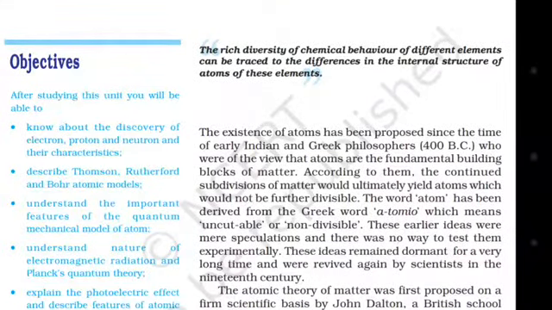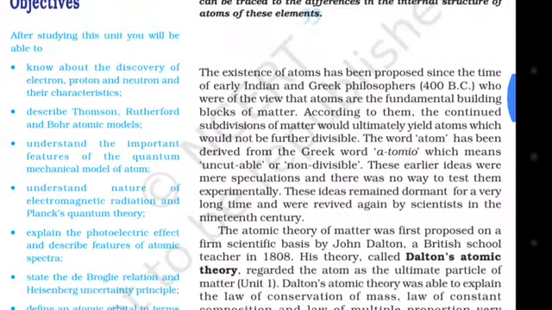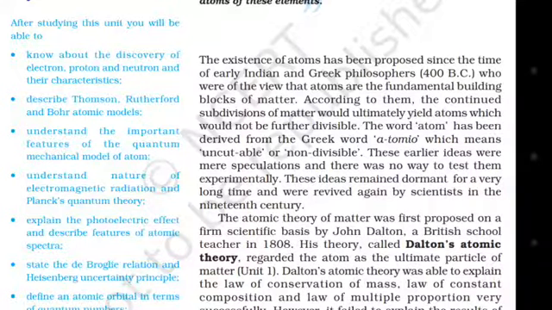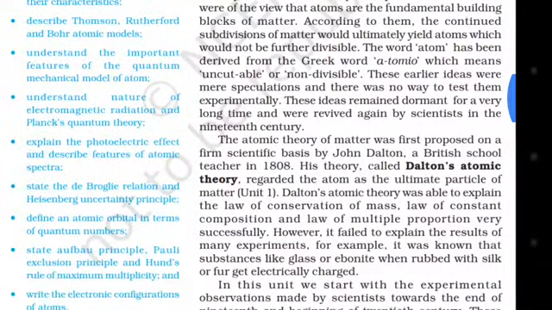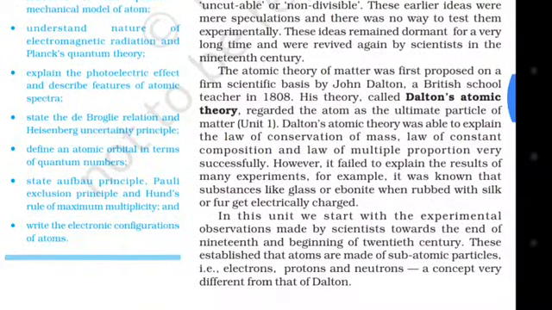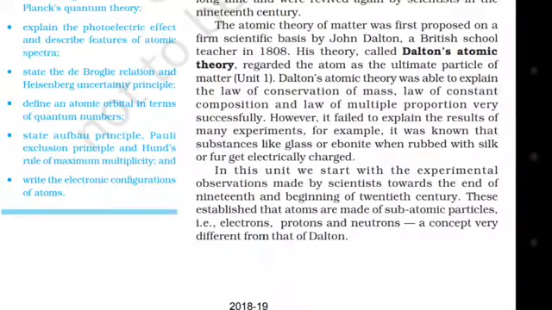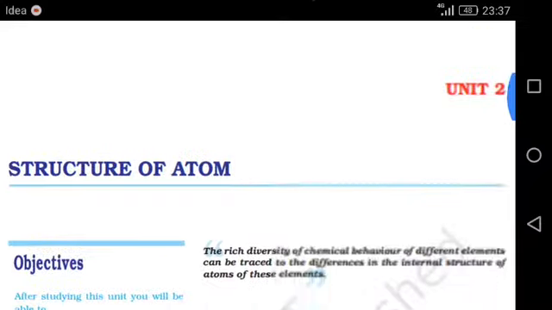Objectives. After studying this unit, you will be able to know about the discovery of electron, proton and neutron and their characteristics, describe Thomson, Rutherford and Bohr atomic models, understand the important features of the quantum mechanical model of atom, understand nature of the electromagnetic radiation and Planck's quantum theory, explain the photoelectric effect and describe features of atomic spectra, state the de Broglie relation and Heisenberg uncertainty principle, define an atomic orbital in terms of quantum numbers, state Aufbau principle, Pauli exclusion principle, and Hund's rule of maximum multiplicity, and write the electronic configuration of atoms.